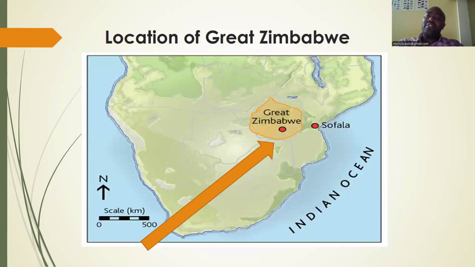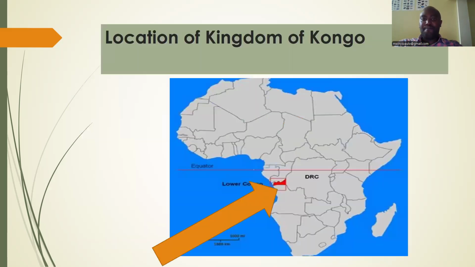What about the location of the Great Zimbabwe? The arrow on your screen is showing where the Great Zimbabwe was located. Kindly have a look at it well and see where the Great Zimbabwe was located.